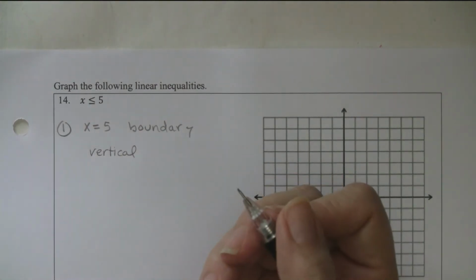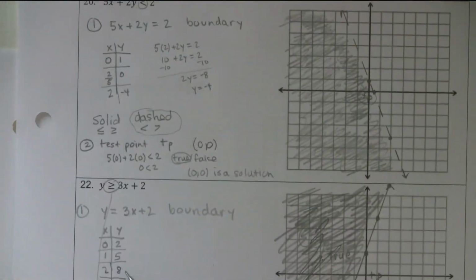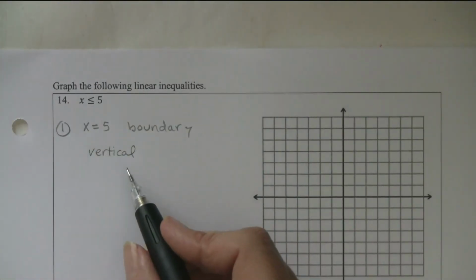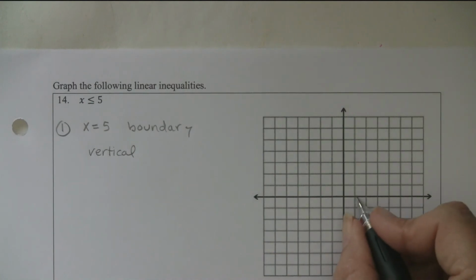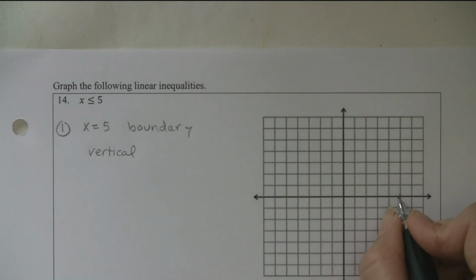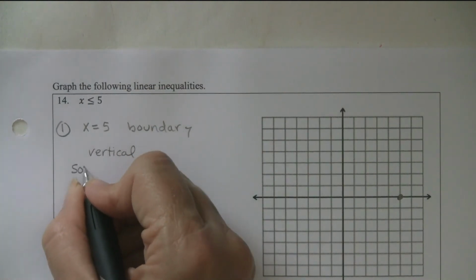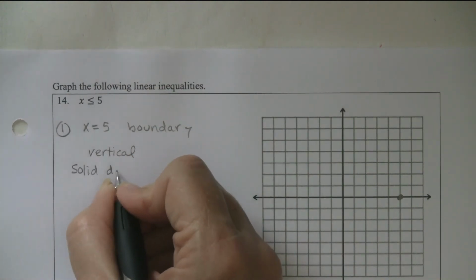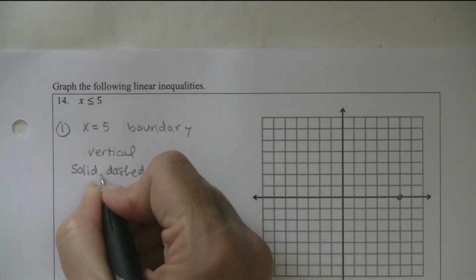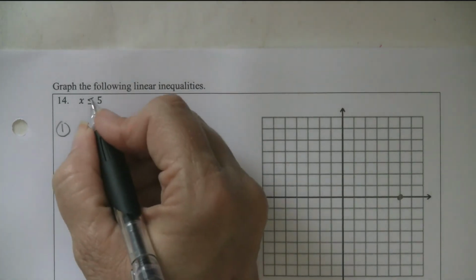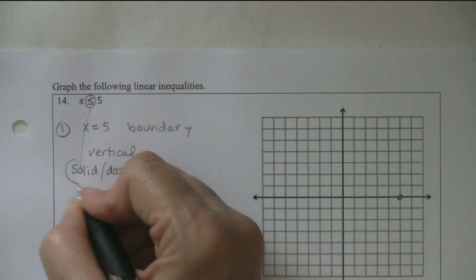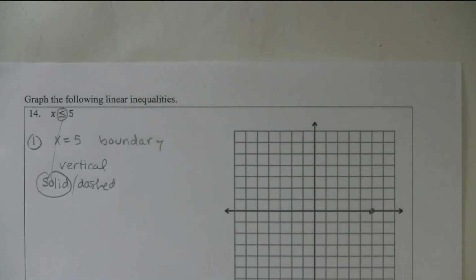And so when it's slanted, my choice is to pick convenient points. When it's vertical, I like to just go over there and draw it. So you go where x is 5, and you're going to draw your vertical line straight up and down. You want to know, is it solid or is it dashed? And you know which one it is by this symbol right here. It's solid. And so you draw your solid line.